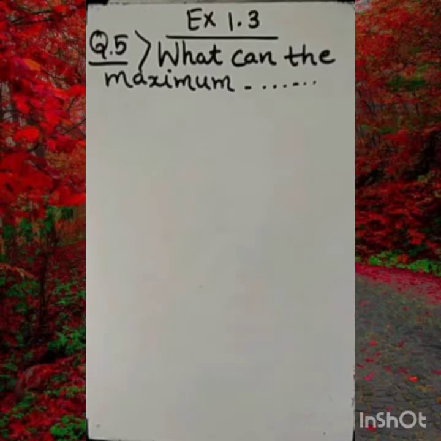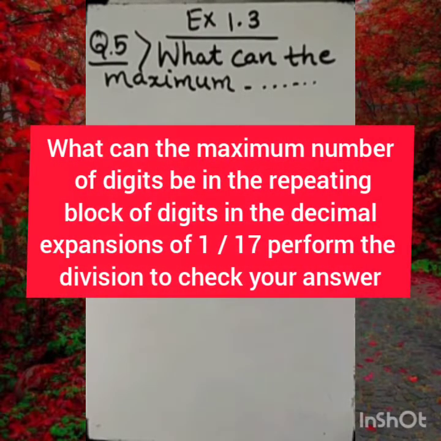Okay, my dear students, exercise 1.3, and it's question number 5 I'm reading for you. Here I have written the question in short. What can the maximum number of digits be in the repeating block of digits in the decimal expansion of 1 by 17? Perform the division to check your answer.